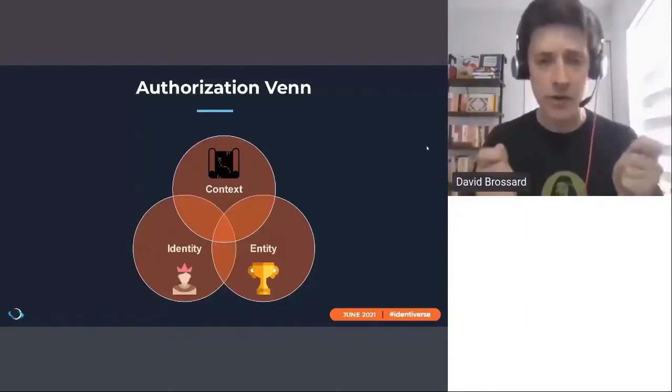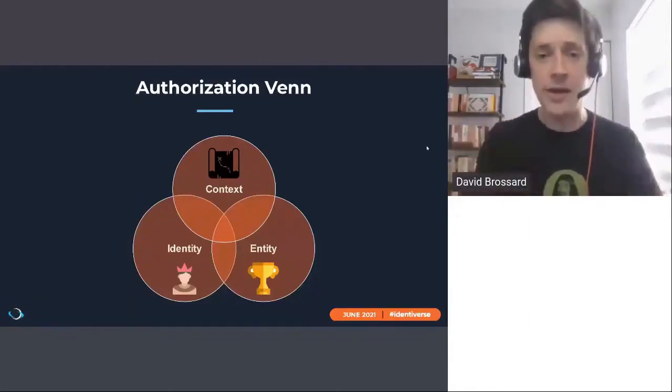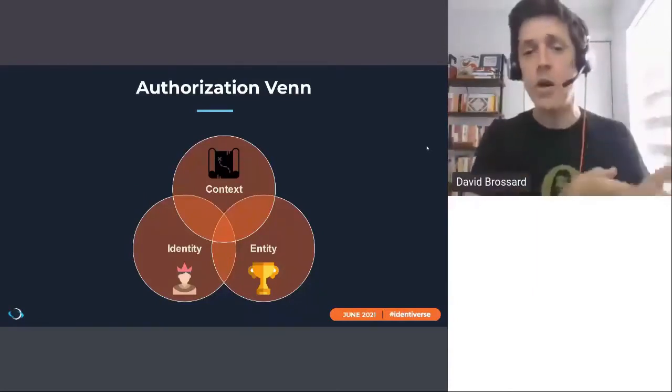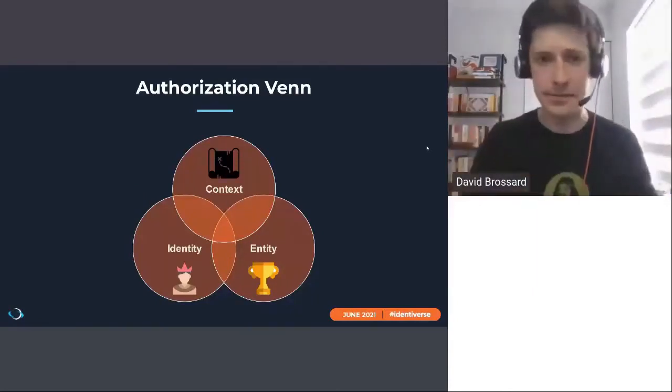So whenever you think of your authorization requirements, think in terms of this Venn and try to classify or break down your requirements into these 3 different buckets.